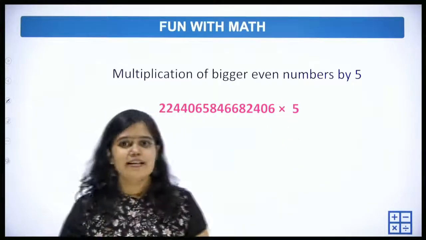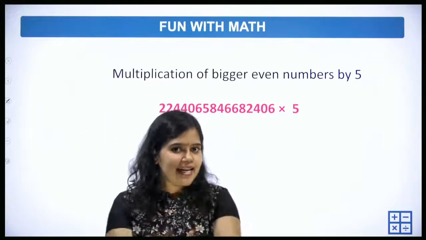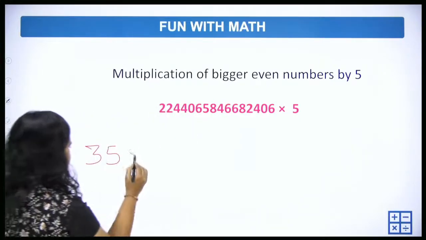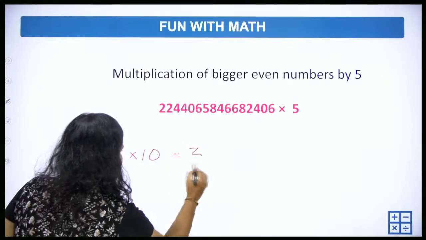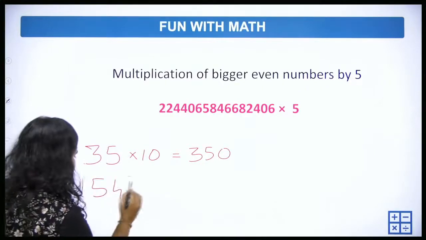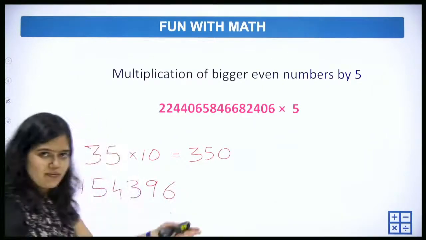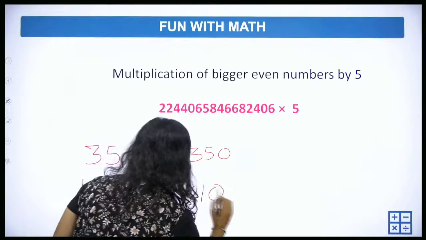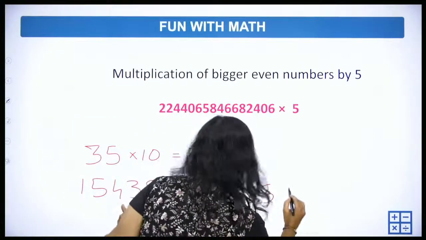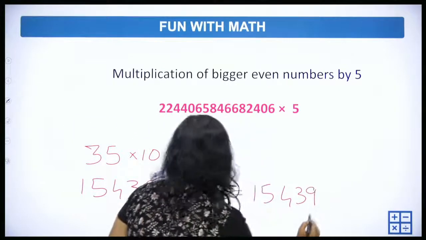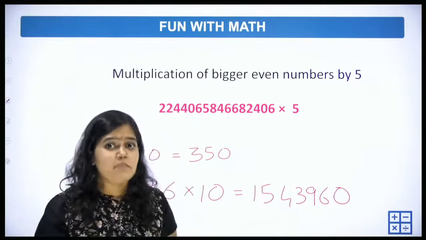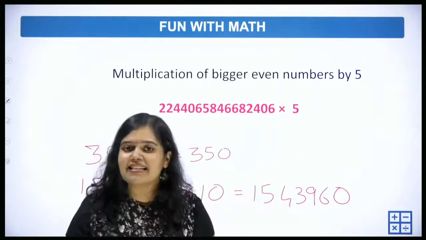Before moving into this, you all know multiplication by 10 is very simple. Suppose I have 35. If I multiply it with 10, it's just 350, right? You just put a 0. Suppose 1, 5, 4, 3, 9, 6. We have some number and you're multiplying with 10. That means you'll just put 0 at the end. 1, 5, 4, 3, 9, 6, 0. Isn't it simple? Yes. Even multiplication by 5 is also as simple as that.